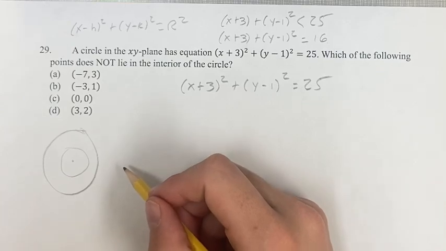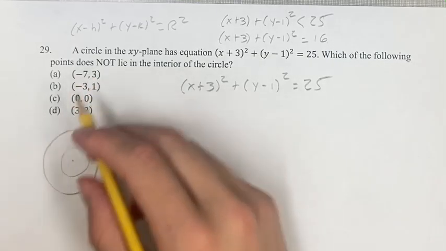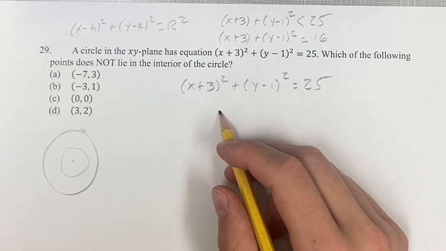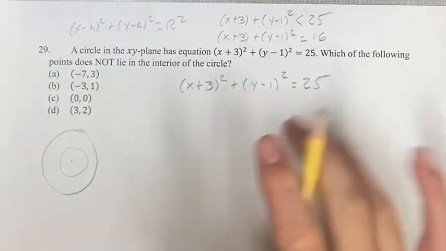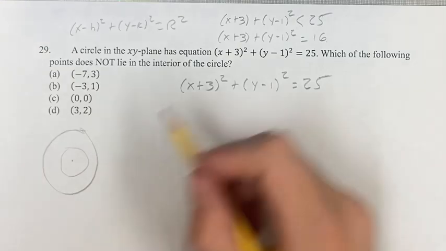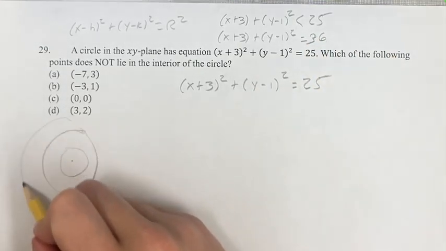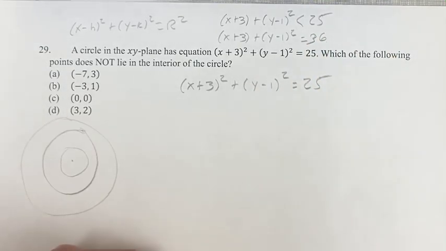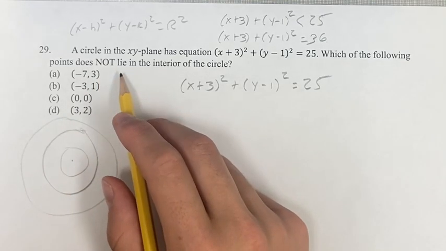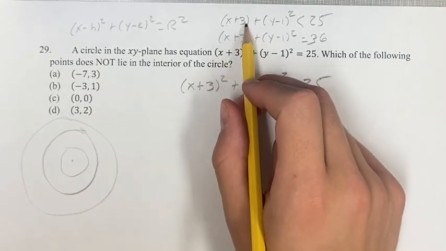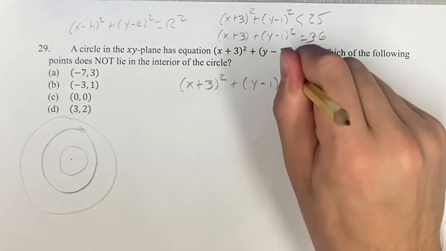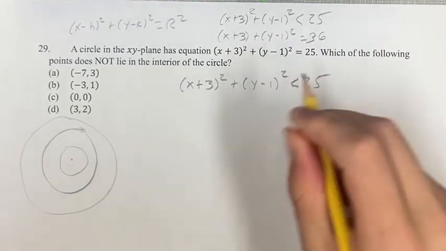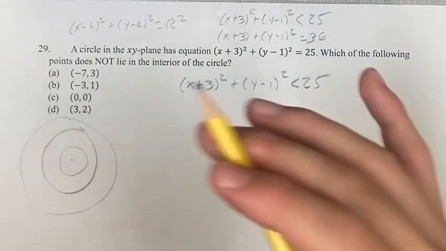So if you plug in, let's say, (−7, 3) here, and this side of the equation is equal to 16, that means it's on this smaller circle. And if it was 36, for example, that means it's on this bigger circle. So if it's in the interior of the circle, that means (x + 3)² + (y − 1)² is less than 25. So let's start plugging in points.